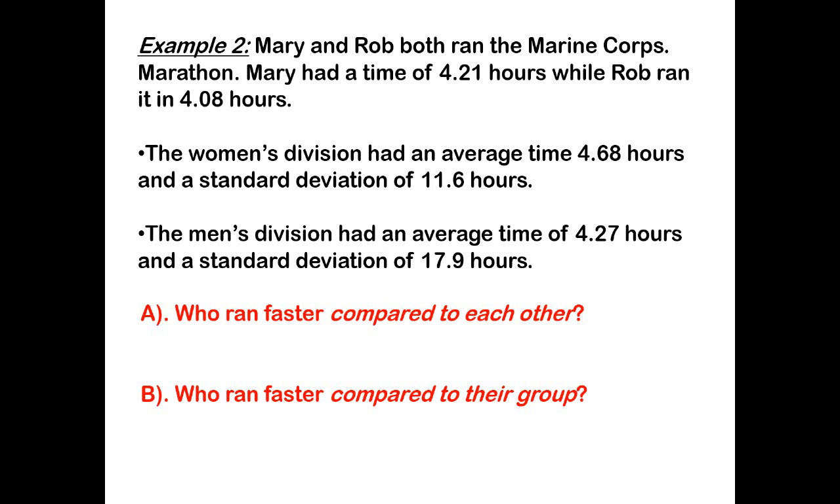We want to know who ran it faster compared to each other. Well, Rob ran it faster, right? He had a quicker time, he had less time to run the marathon. Take a moment and see if you can figure out who ran it faster when compared to their group. So pause the video and figure that out.